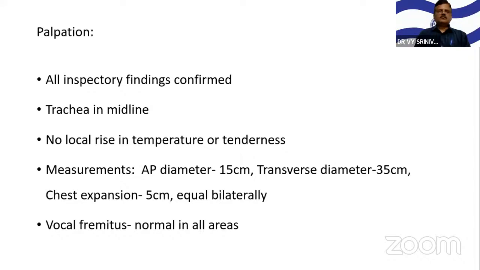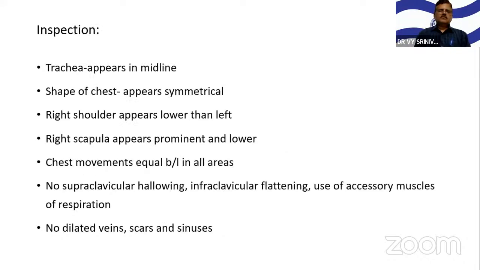What is Trail's sign? Sir, Trail's sign, we use to see if there is any deviation of the trachea. We place 3 fingers. The middle finger is placed on the surface of the trachea. The other 2 fingers are placed on the sternoclavicular joint. We try to insinuate the fingers on either side, and if there is a feeling of resistance, it means the trachea is deviated to that side.